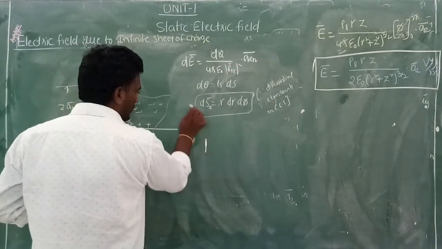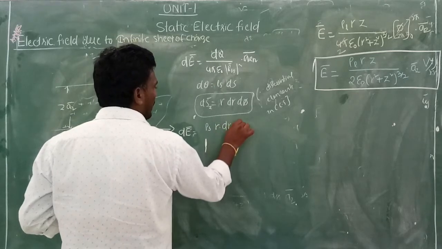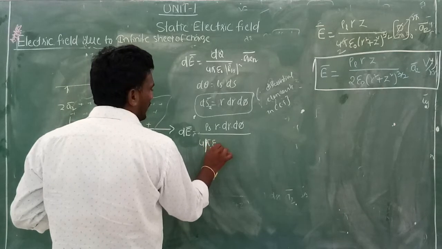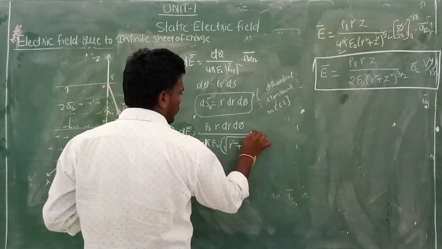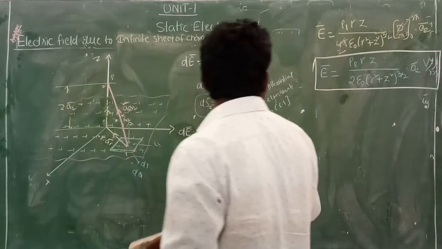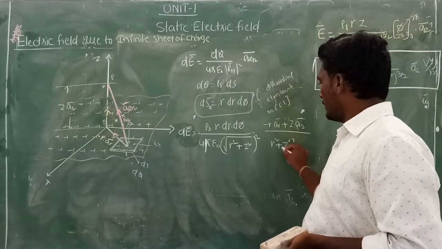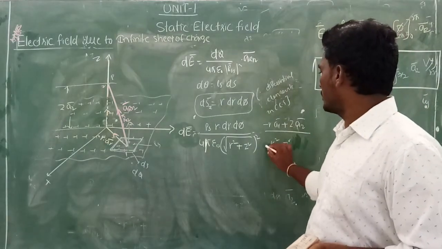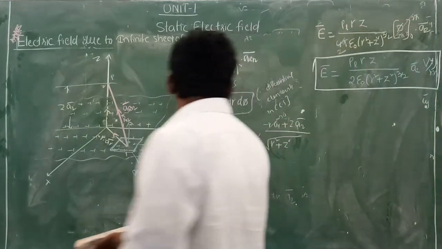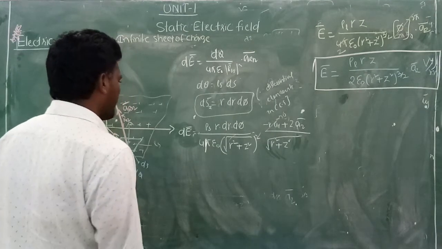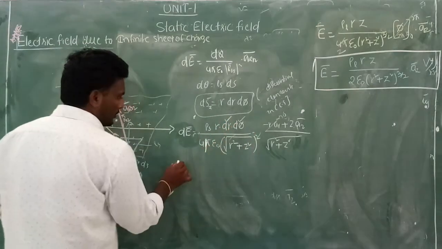Directly writing the expression, dE bar is equal to dQ, meaning rho s r dr d phi, by 4 pi epsilon naught, and R12 magnitude is the square root of r square plus z square, to the power 2, into R12 bar, which is minus r into ar bar plus z into az bar, by r square plus z square to the power 1 by 2. The square root cancels. Again, the ar bar component is equal to 0, the components cancel. So do the integration on both sides with respect to the surface. Why? Because there are two variables here, so it is a double integration.